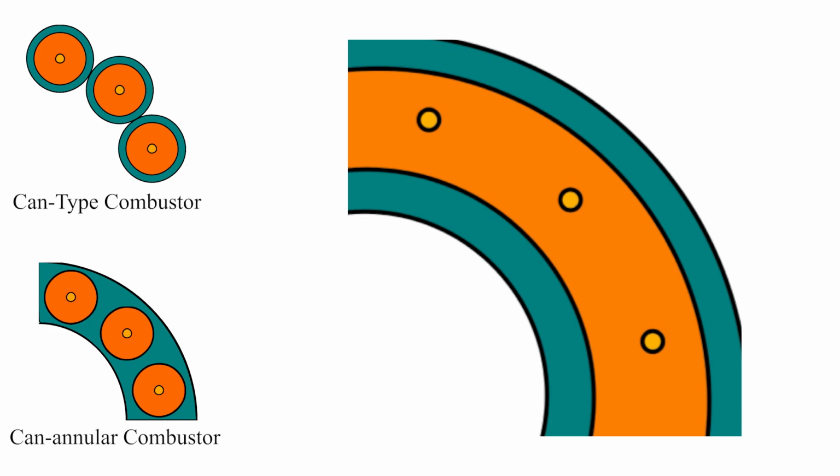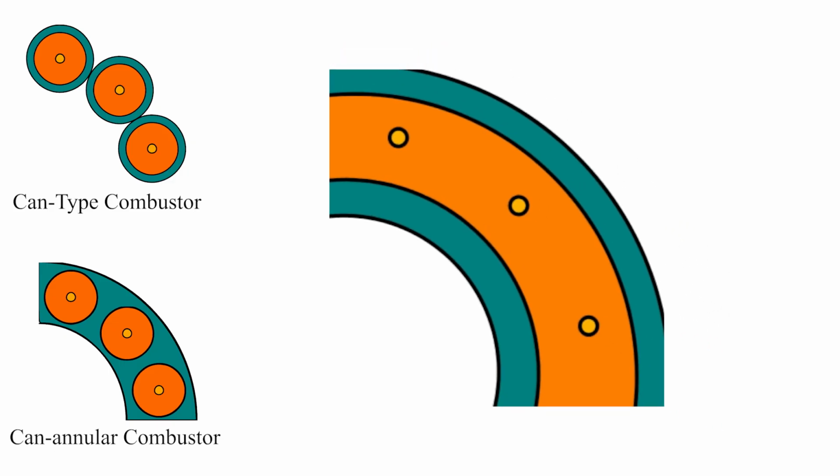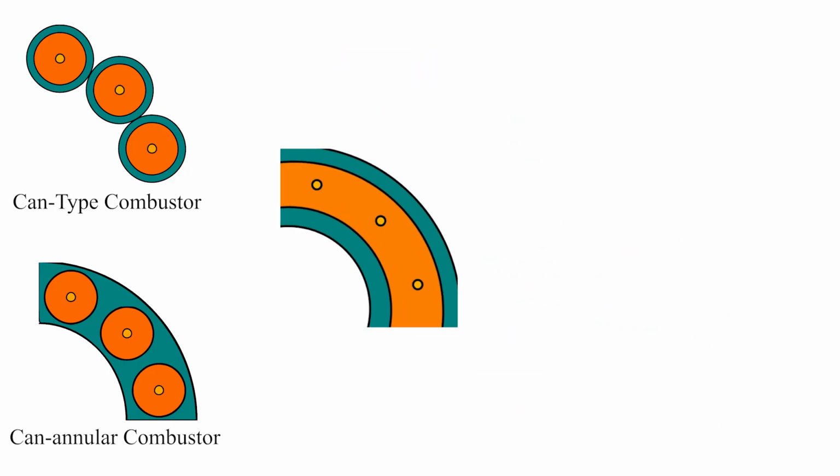GE's implementation of this type of combustor focuses on reducing NOx and CO2 emissions. Extending the same principles as the double annular combustor, triple annular and multiple annular combustors have been proposed and even patented. Now let's see about the emissions due to combustion.